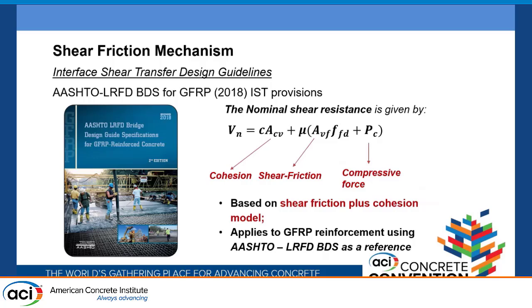And finally, to mention the last one, the AASHTO BDS, but in this case for GFRP. So again it applies to, in this case, GFRP. It's based on the shear friction plus cohesion model, and the equation is pretty similar to the previous one. So the only difference is the mechanical property of the material. So instead of fy for steel, we have ffd for GFRP.